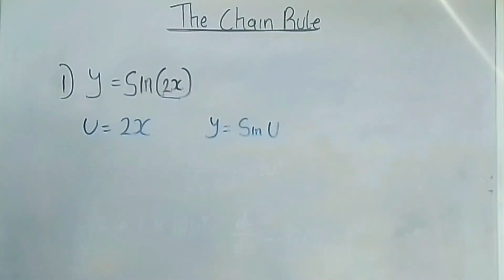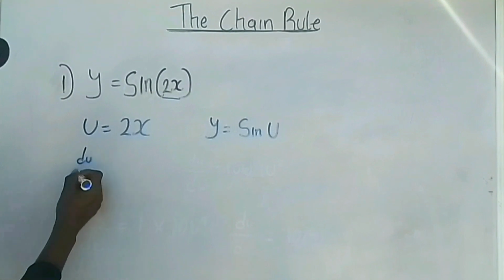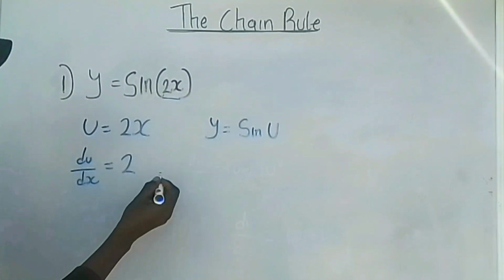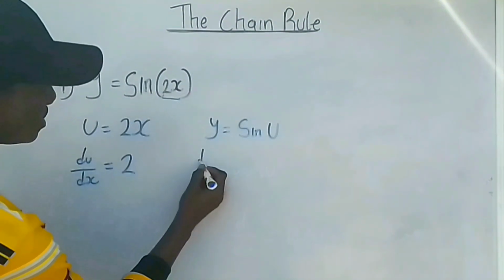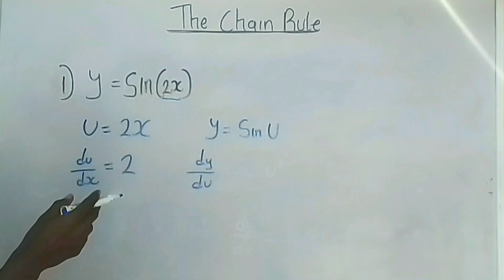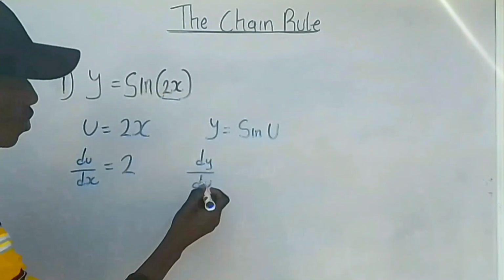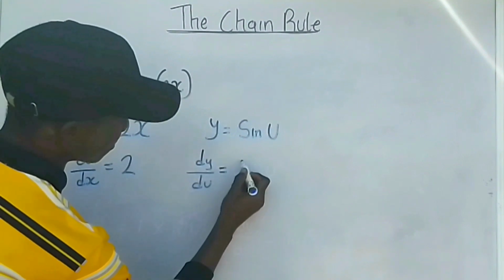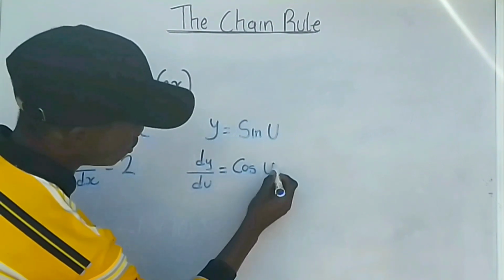The next step is to take the derivative of the outer function and the inner function. So the du over dx is equals to 2, and the dy over du. Don't forget, if you differentiate sine u, you are going to get cos u. So the dy over du is equals to cos u.